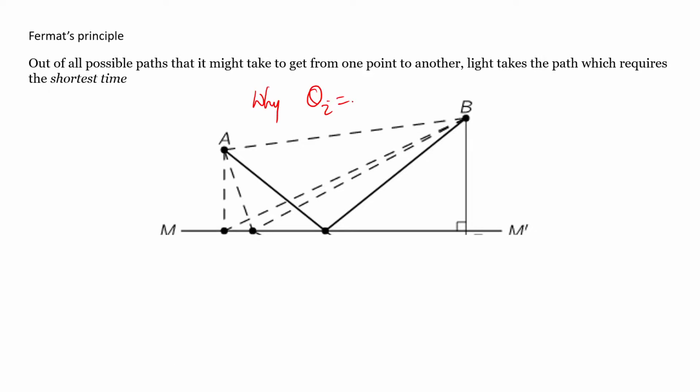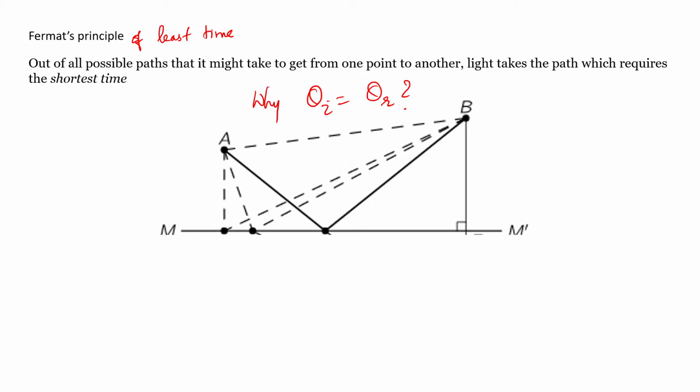Okay, so now let's go back and see why theta I should be equal to theta R. To do this, let's first see what Fermat's principle is. Basically, Fermat's principle states that if you have multiple paths available to you, light takes the path which requires the shortest time. That's why this is also called Fermat's principle of least time. It is not shortest distance, it is shortest time.